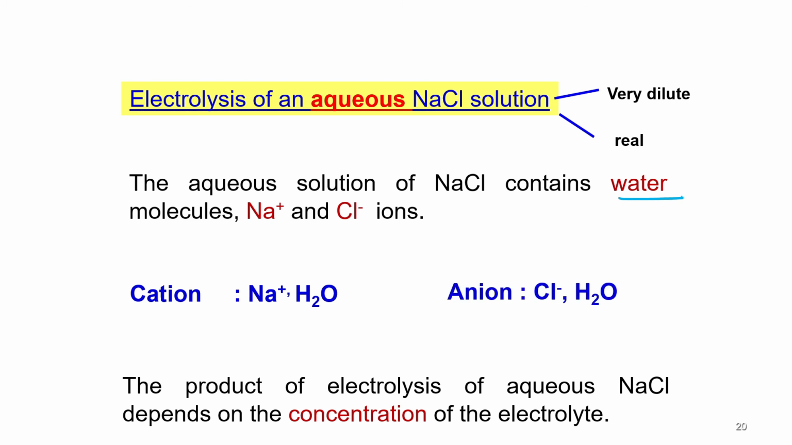So cation kita ada dua, Na plus and H plus. So actually yang the most stable form dia ialah water. So kita consider H plus tu ialah water. Dan untuk anion, Cl minus daripada NaCl and also H2O. So actually yang ni ialah OH minus. Okay, kenapa kita tak pilih H plus dengan OH minus? Because untuk being discharged, dia lebih senang dalam bentuk water compare dengan H plus dan juga OH minus.